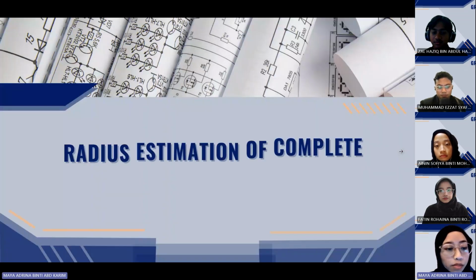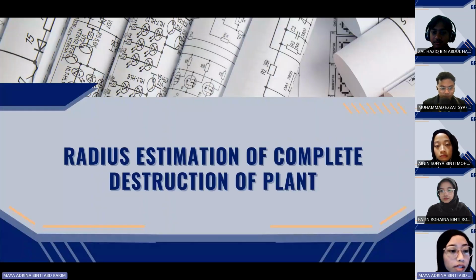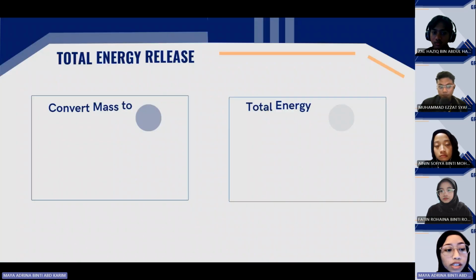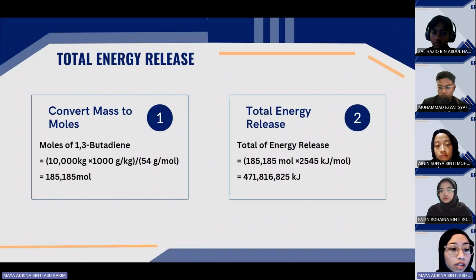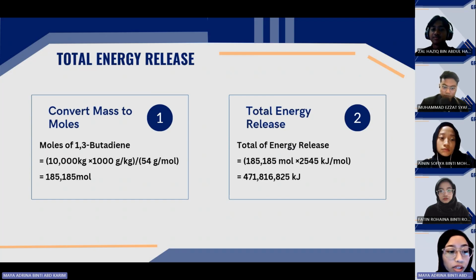All right, thank you, Mr. Izzat Shafiq. So next we estimate the calculation of the radius at which complete destruction of a building would occur due to an explosion involving a production mass of 10 tons of 1,3-butadiene. So first, we need to consider the explosive energy release and how it translates to damage over distance. There are three key factors we need to consider: the first one is the explosive energy of 1,3-butadiene, the TNT equivalent, and also the overpressure and the damage radius.